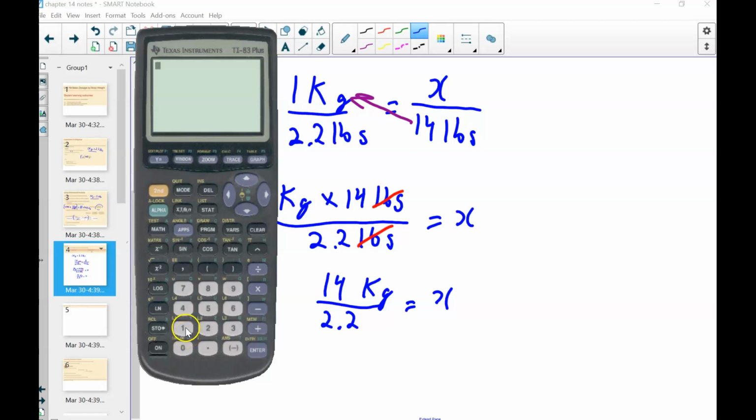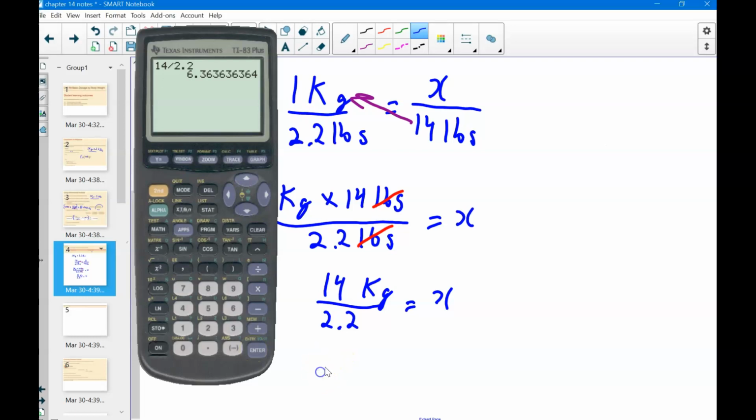I cracked myself up. 14 divided by 2.2 equals, rounding to the nearest hundredth, we get 6.36 kilograms equal to x.